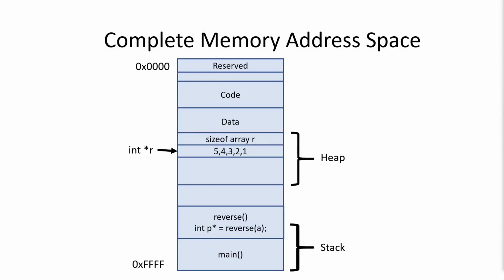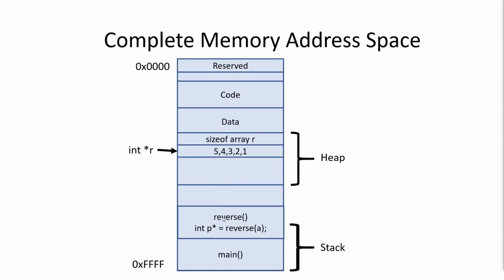All right, I just want to pop back over here and take a look at this memory address space again. So when we called reverse, and gave it the local variable A from main, it returned a pointer to an integer. We called that P. This actually would have been in main, so I've got an extra line right there. Sorry about that. I'll fix it for next year.